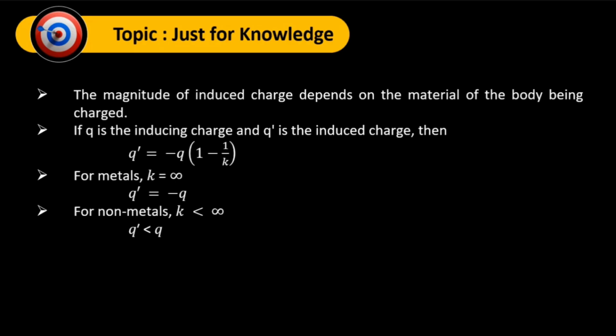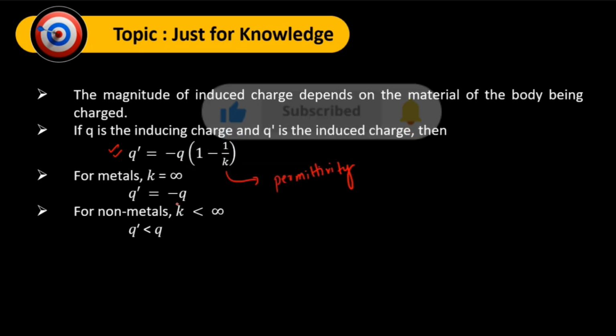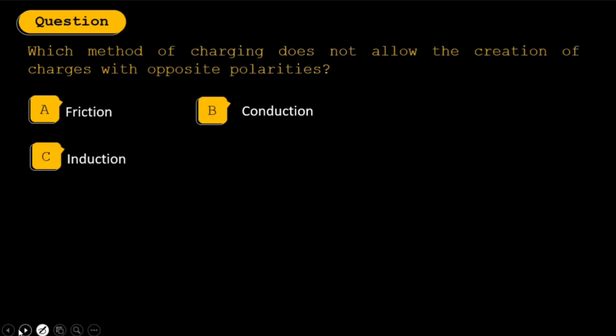So this is just for knowledge. Whatever charge is induced on a metal surface or a metal object can be calculated using this relation. Here, there is a constant called permittivity. We'll talk about what exactly it is in today's session only. You can remember this relation if it is asked, although this is just for knowledge.